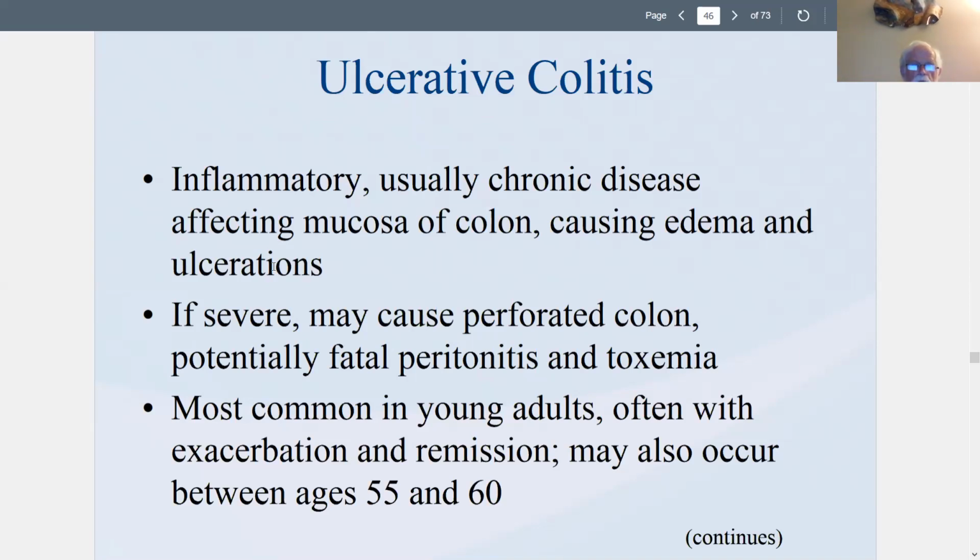Ulcerative colitis is another inflammatory disease, but you can see from colitis that this one is of the colon, and it affects the mucosa of the colon. It causes edema, swelling, and some ulcerations, some wounds in the side. If it's severe enough, it can even perforate the colon, spilling some of those bacteria into the abdominal cavity, which can potentially lead to peritonitis, toxemia, and even be fatal.